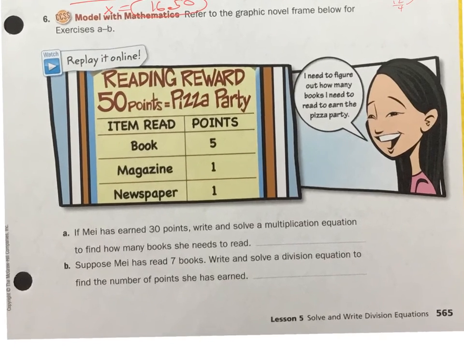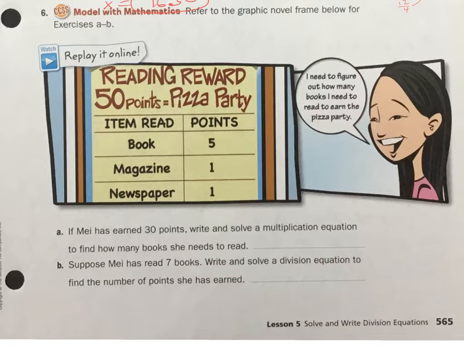Alright, 2 more problems. Well, actually 6, but it has 2 parts. So we have a graphic novel frame here, and we want to read the first one. If Maya has earned 30 points, write and solve a multiplication equation to find out how many points she needs to read. Now we're not doing a division problem. I want to read this again. Write and solve a multiplication equation. So she's earned 30 points. We don't know how many books she's read total. We know that a book is worth 5 points, so 5 times some number of the books is going to get to be 30.